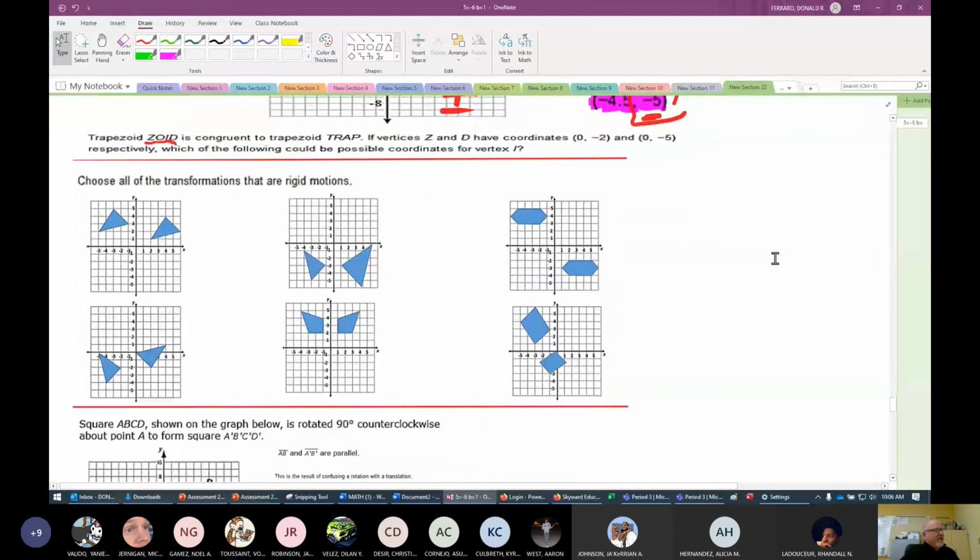This one, focus here. I want to show you guys, this one is really easy. When we talk about rigid transformations or rigid motions.